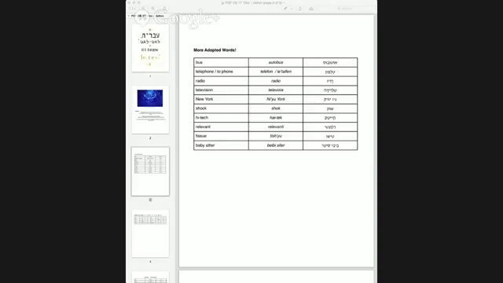Telephone. Radio, radio. Again, the stress on the first syllable. Radio. Television, televisia. Actually, there, if it's a longer word, it does shift. So televisia.